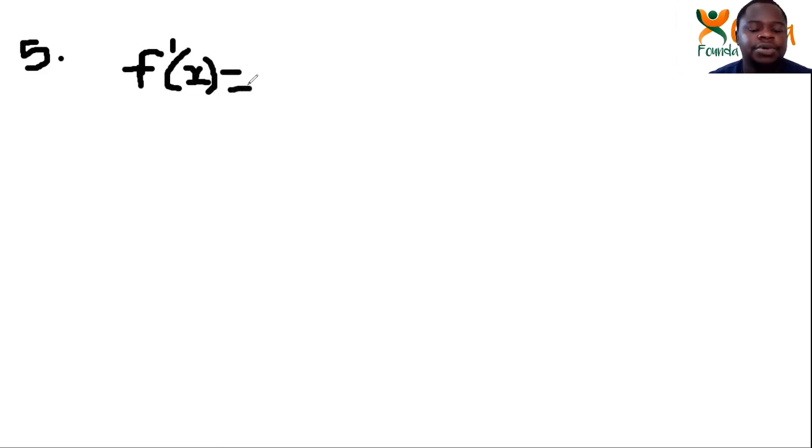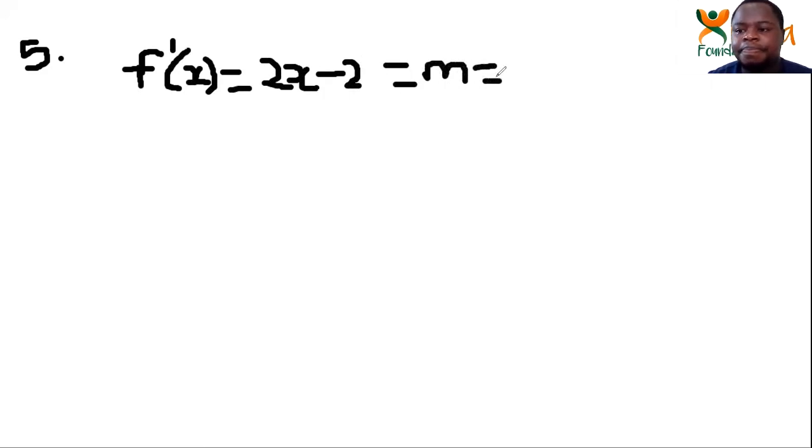Which will be equal to f of x, which will be equal to 2x minus 2. And then we know that that's equal to the gradient. And then the gradient, we know that is parallel to the graph of g, which is equal to 1. So now we can say 2x minus 2 is equal to 1. Then you have to solve for x.